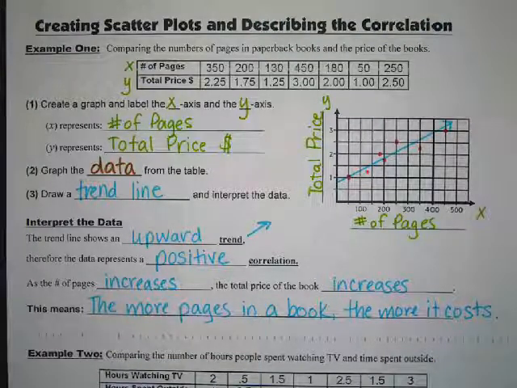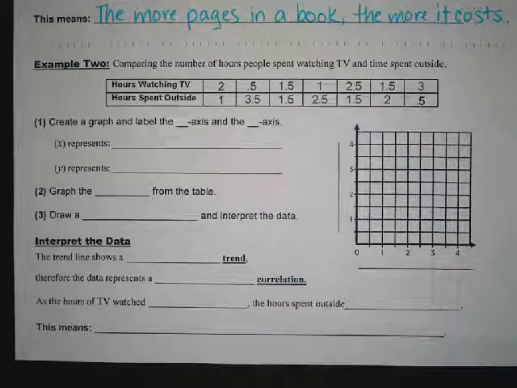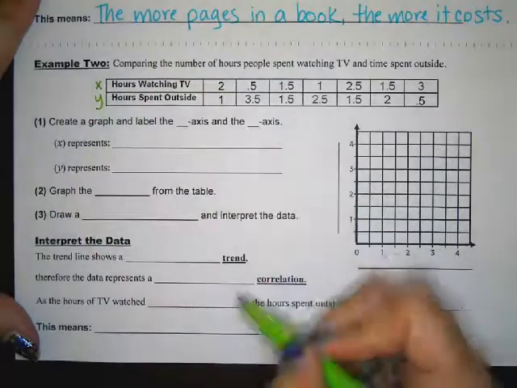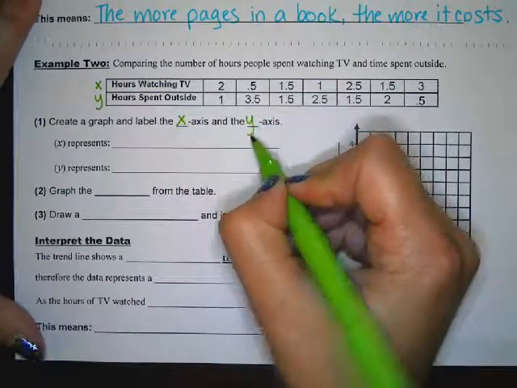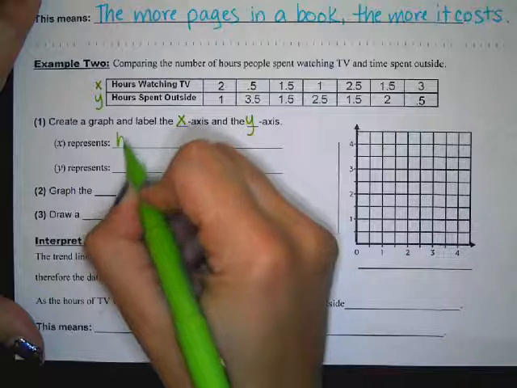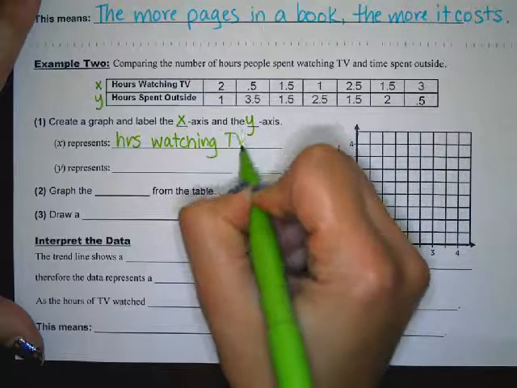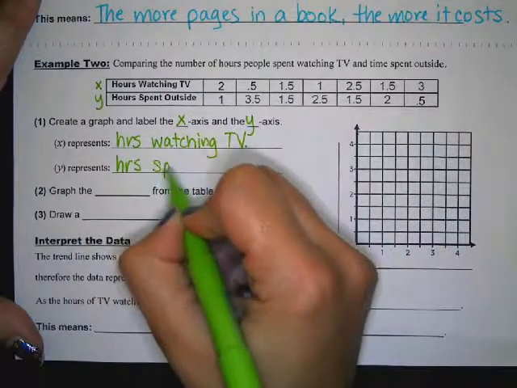Okay, so at this point, go ahead and pause the video and see if you can do example 2 on your own, and then you can play it and see if you get it correct. Okay, so you should have had time to go ahead and look through example 2 and see how you did. So let's see if yours matches up to mine. So we have our X and our Y coordinate. Again, we're going to create a graph and label the X-axis and the Y-axis. X is going to be the hours watching TV. And Y represents the hours spent outside.